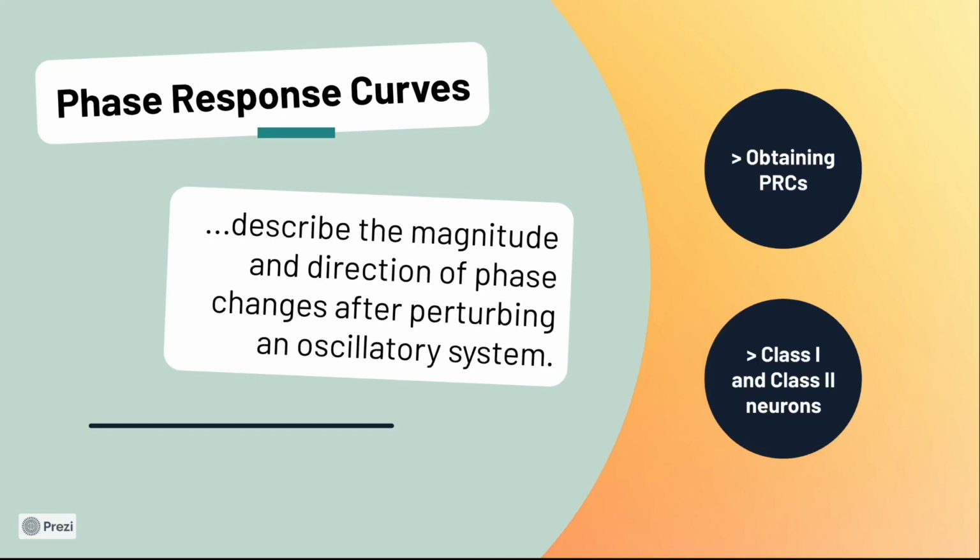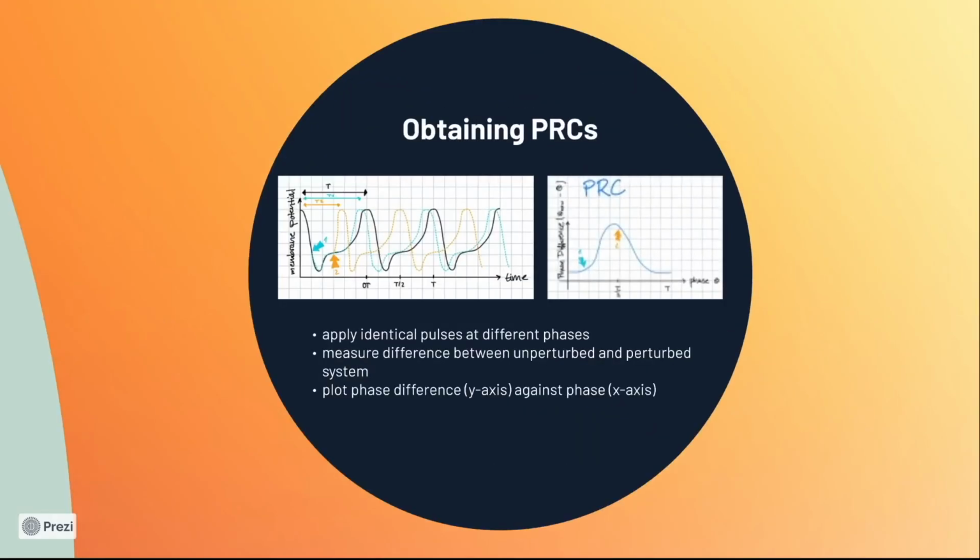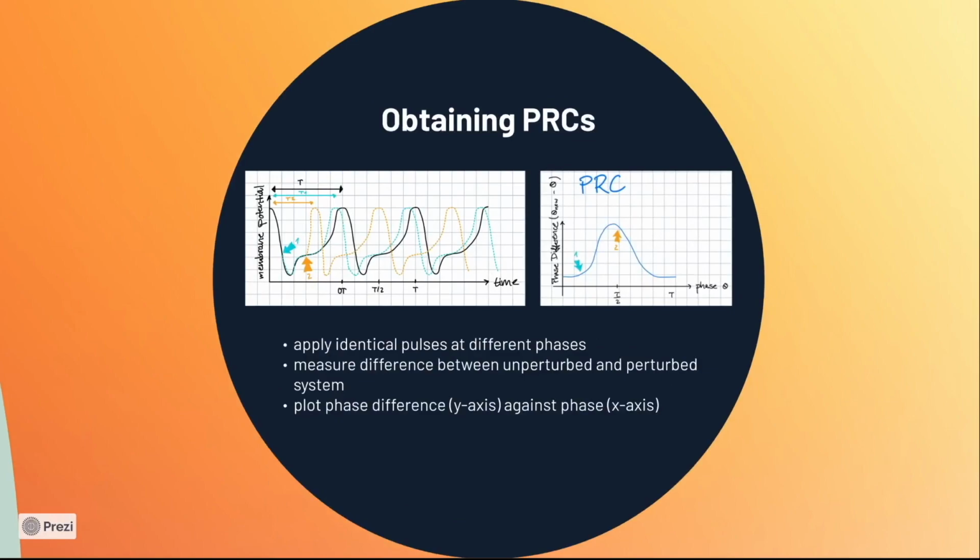A phase response curve describes the magnitude and direction of phase changes after perturbing an oscillatory system. In the example of neurons, that would mean that we can analyze how the neuron will change its firing pattern after a pulse at different moments in the oscillation. In order to obtain a phase response curve from a neuron, one would record its normal activity, which is the black line in the first plot.